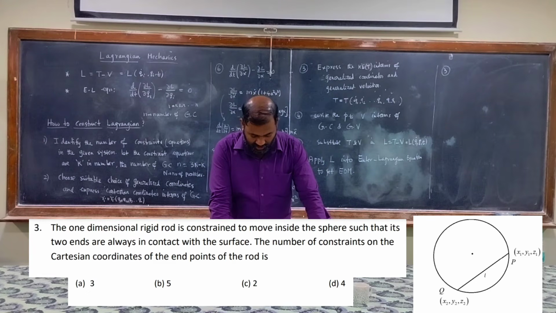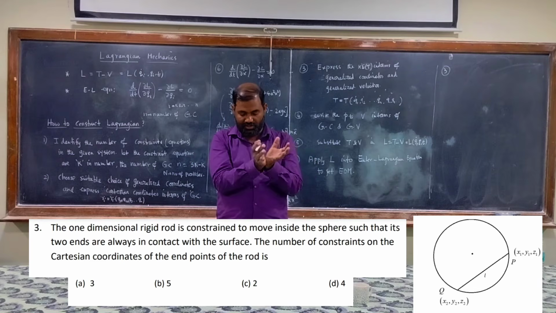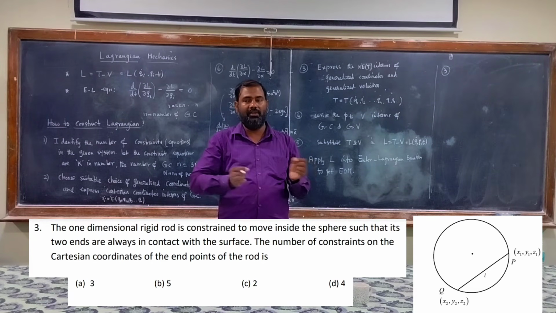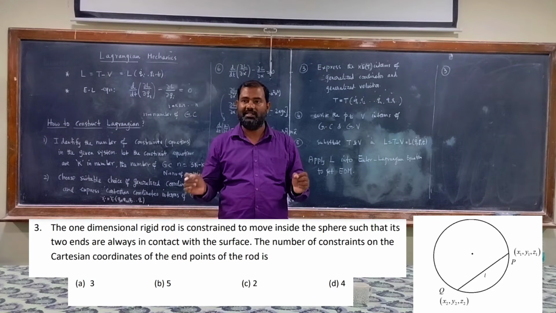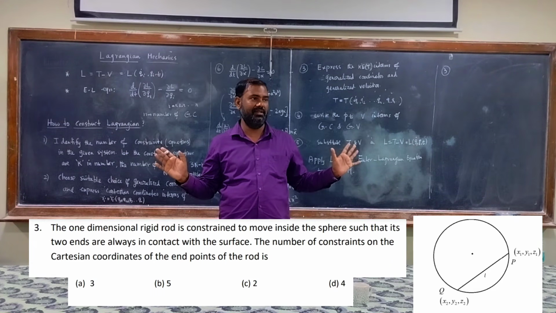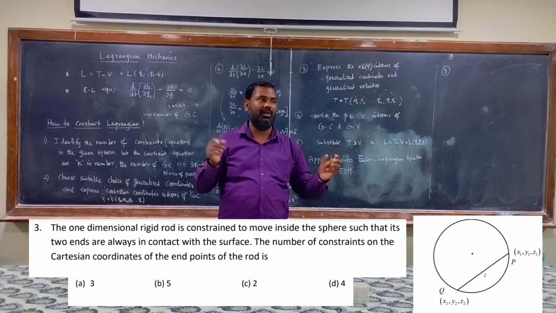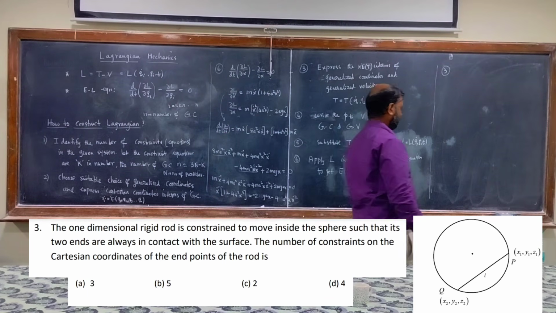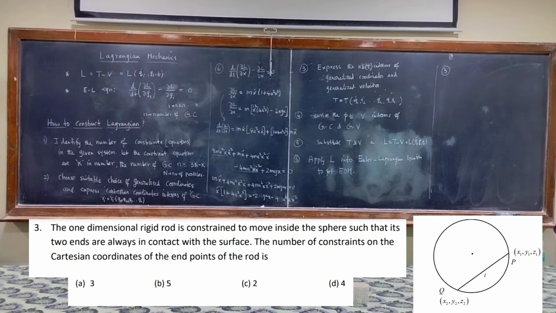The one dimensional rigid rod is constrained to move inside the sphere such that its two ends are always in contact with the surface. உள்ளுக்குள்ள ஒரு ஸ்பெரிக்கல் ஷெல்லுக்குள்ள ஒரு ராட் உள்ள போட்டா, உள்ள மூவ் ஆயிட்டா அப்ப என்னது constraint? அந்த ரெண்டு end நான் always has to touch the inside surface. The number of constraints on the Cartesian coordinates of the end points. The end point இருக்குல்ல, அதோட என்ன constraint experience பண்ண முடியும். இது வந்து just only to identify number of constraints, that is the problem. இது ஒரு GATE question இது.